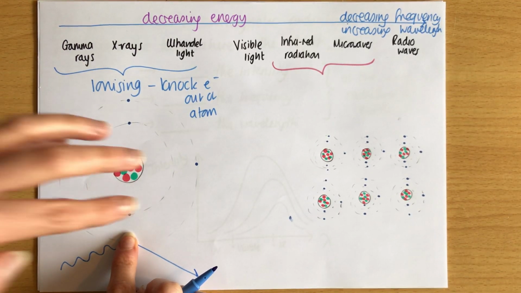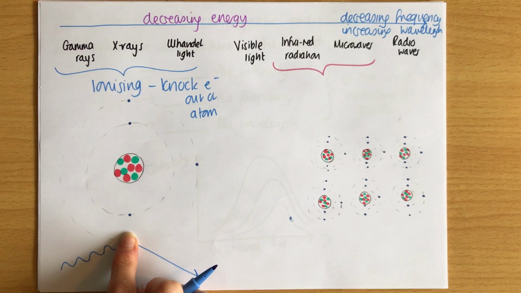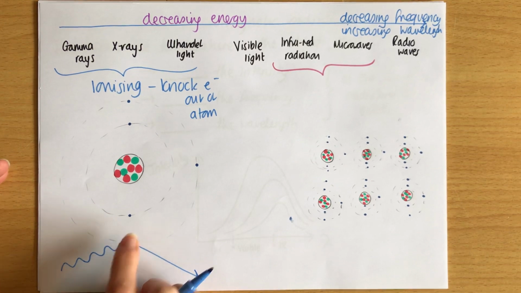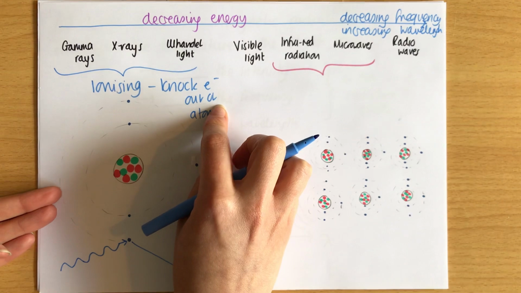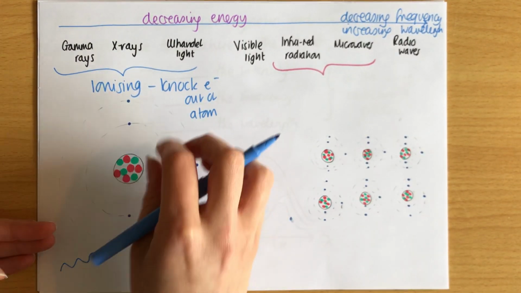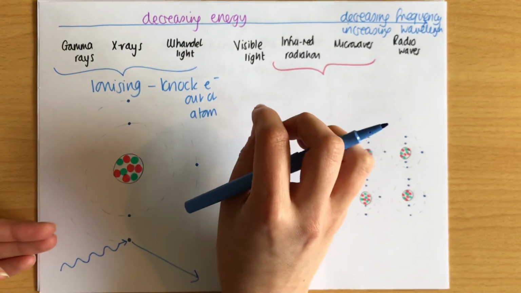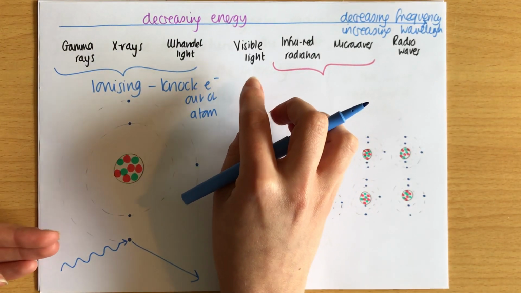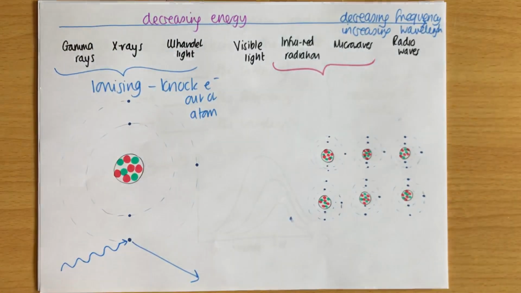Now that makes this atom into an ion because it has an unequal number of protons and electrons, and it also means it's pretty easy to be used up in chemical reactions. Now only these three can ionize because only these three have got a high enough energy to do that. Visible light isn't quite as high energy, therefore it can't ionize. What it can do is partake in chemical reactions such as photosynthesis.